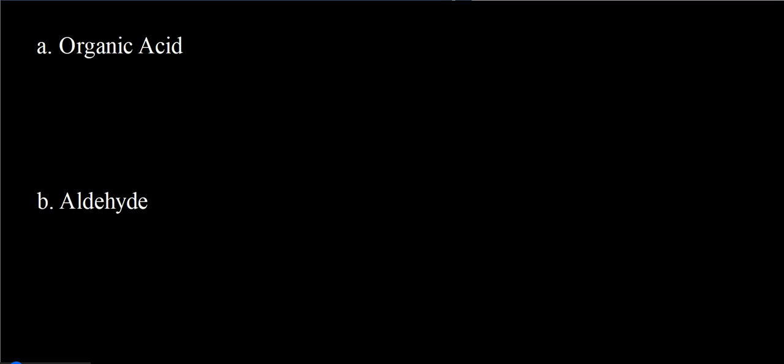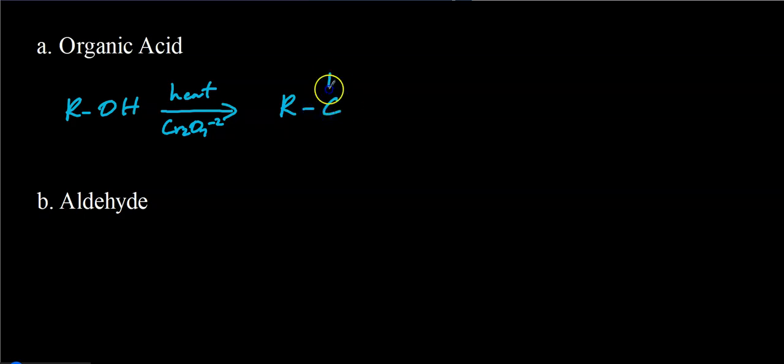So let's take a look at an example. I'll just use a generic equation. Again, this can be ethanol or 1-propanol or 1-butanol. And so if we take this and heat it up in the presence of potassium dichromate, we are going to get the aldehyde.